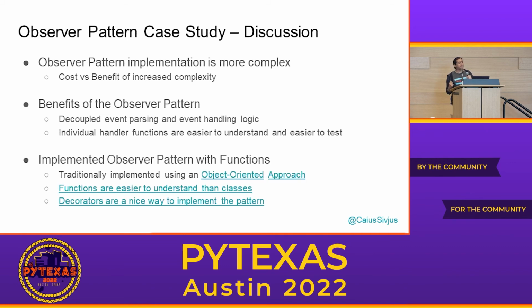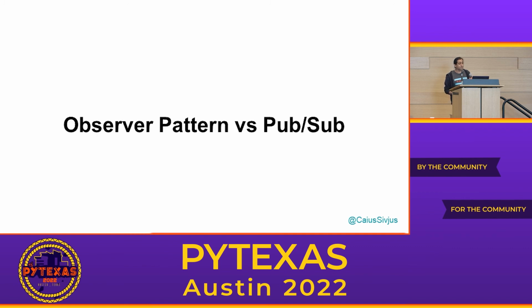And one big point I did want to note is we implemented the observer pattern with just pure functions. Traditionally, when we're using this pattern, it's written using an object-oriented approach, which I did provide links for. But I went with functions in this example since functions are a lot easier to understand. We have an input, we do something, we have output, and we don't really have to worry about internal state, which is a lot nicer. And I think decorators are a great way to register functions at runtime.